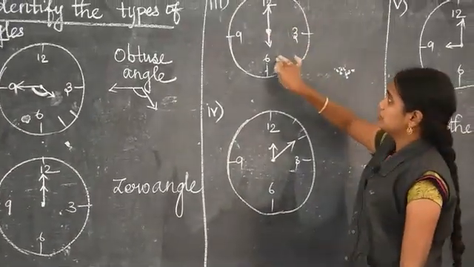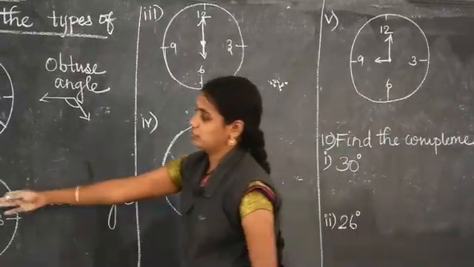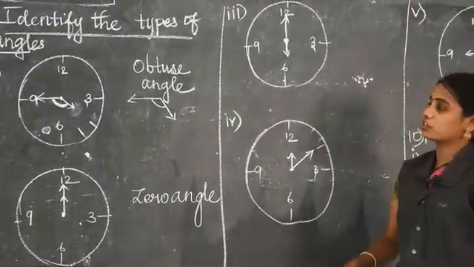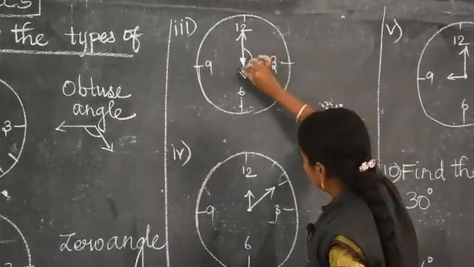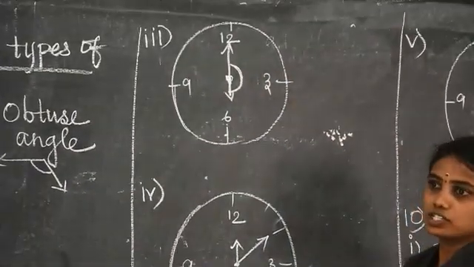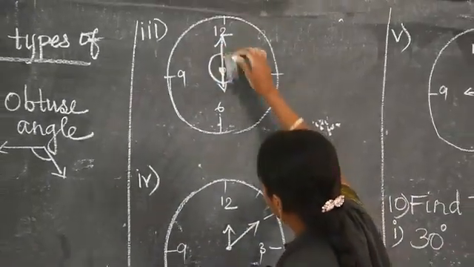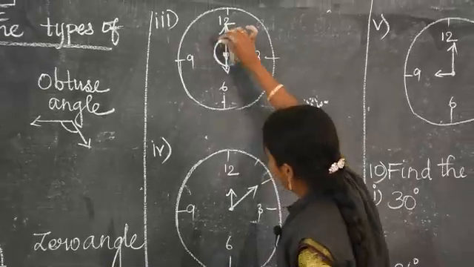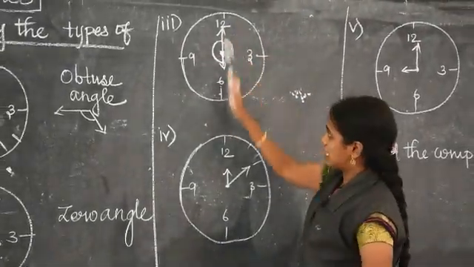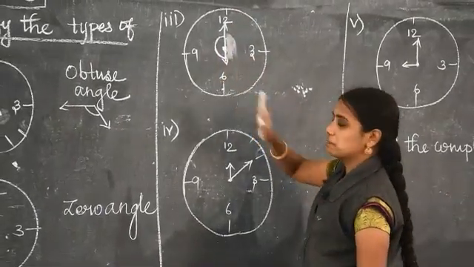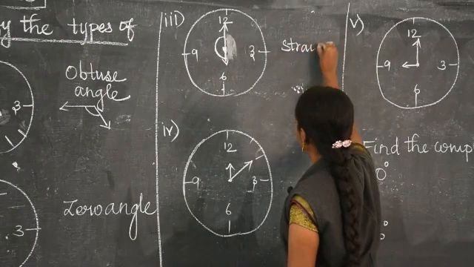We have the time. What is the time? 6 o'clock. Here the time is 12 o'clock, and here the time is 6 o'clock. We see it like this. 6 o'clock, it is straight. Yes or no? Straight means what angle? Now only we learn, straight means straight angle.